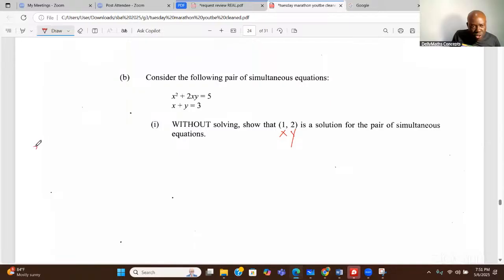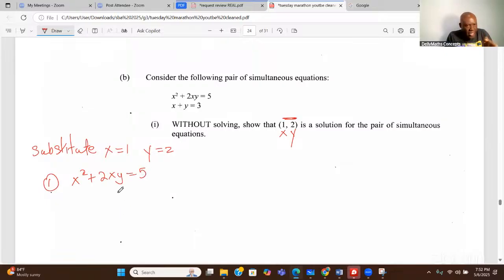For example, we're going to take this. We're going to substitute x equals 1, y equals 2 in both. First, x squared plus 2xy equals 5. We're going to substitute x and y, and it should equal 5. If when you substitute x and y you don't get 5, that means it's wrong. But if you do, then you are going there.